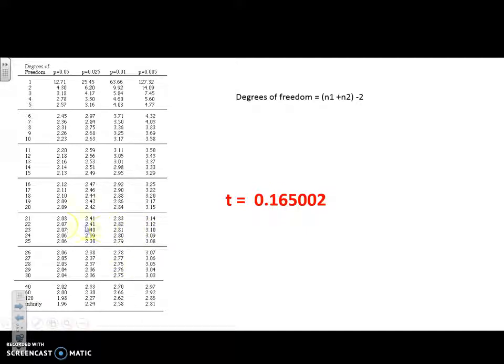0.165. Well, it's smaller than all of these. And crucially, it's smaller than this one here, 2.07. Because that is the critical value at p is 0.05. That means because my statistic is smaller than that, the gap between my means is smaller than the critical value. That means the probability of getting this difference between the means is bigger than 5%. So I have to accept my null hypothesis.